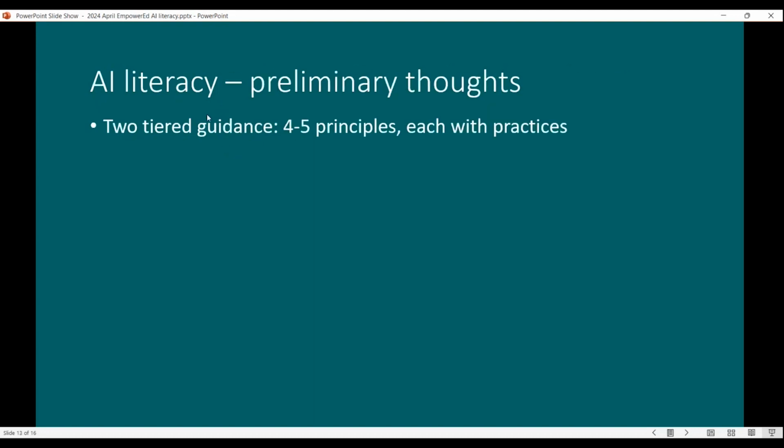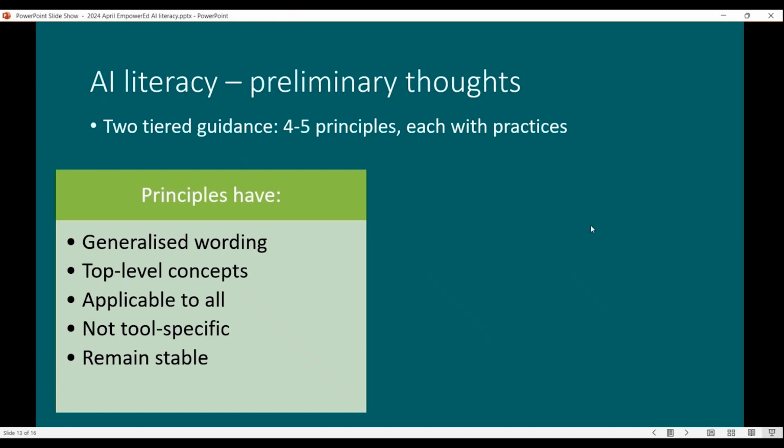So, preliminary thoughts. I think what we need really is a two-tiered guidance: 4 to 5 principles at the top level, and each of those principles will have some concrete practices under them. The principles will be for everyone to use, and will apply to staff, students, all different kinds of contexts. They'll have generalized wording, top-level concepts, applicable to every category of person who might be using this. And because of this changing landscape, I don't think they can be specific to tools, because the tools are constantly changing. So it's more of a higher level concept, and that will enable these principles to remain stable. So we're only looking at maybe 4 or 5 principles.